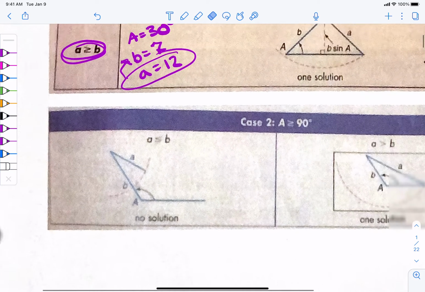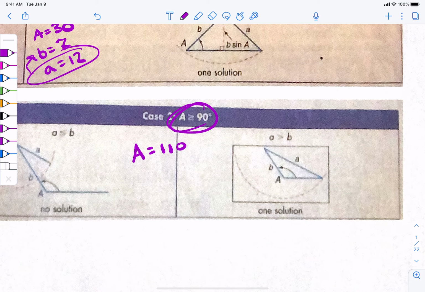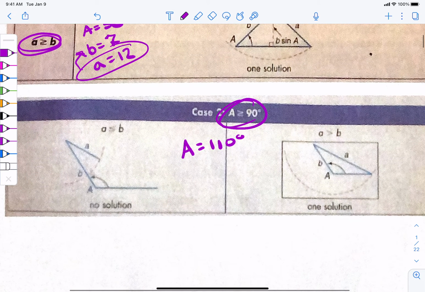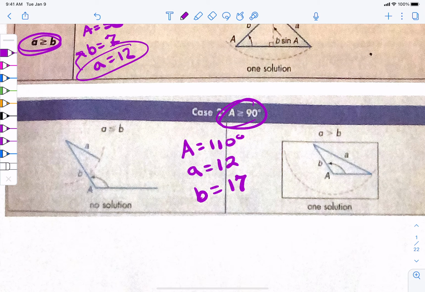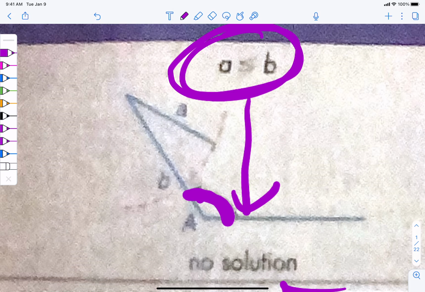Case 2: if you have A being larger than a 90-degree angle, like let's say capital A is 110 degrees, and lowercase a is 12 and lowercase b is 17. Which one of these scenarios am I dealing with? Do I have one solution or no solutions? No solution. How do you know? Because a is smaller than b, so I'm going to have no solutions, which means, since I have this big obtuse angle here, this side a is not big enough to touch down on the other side.